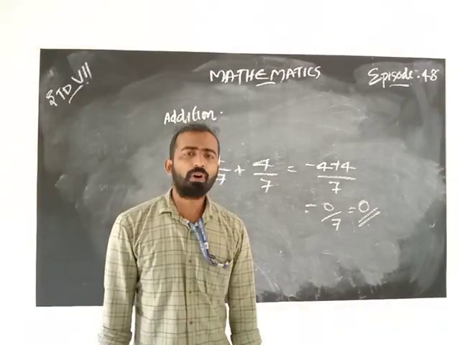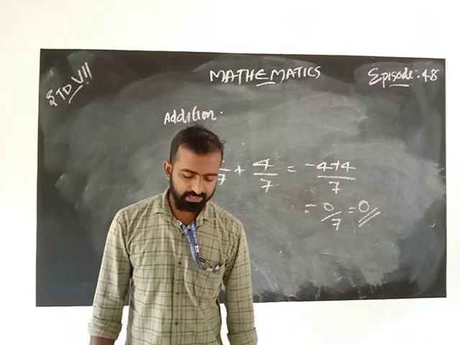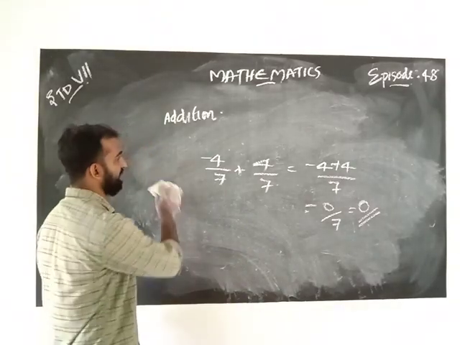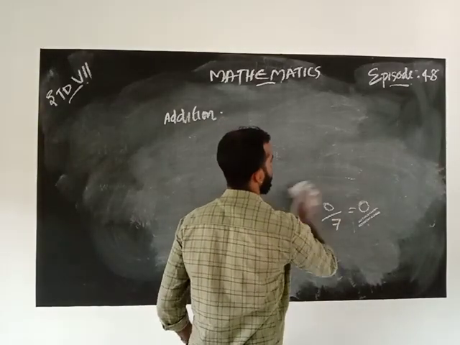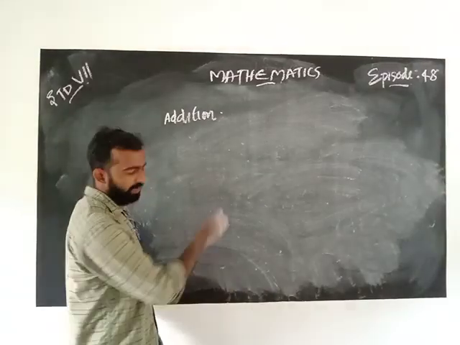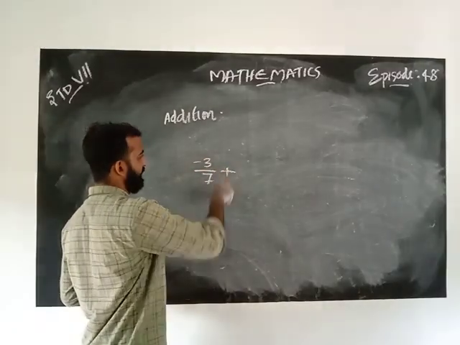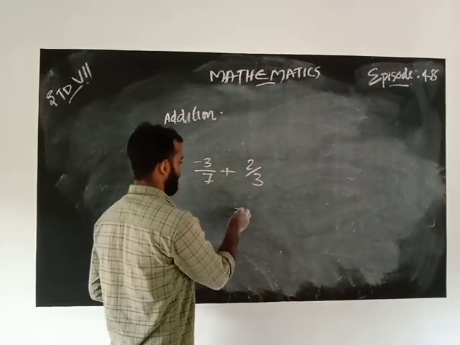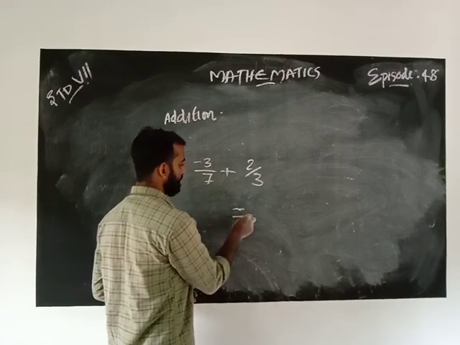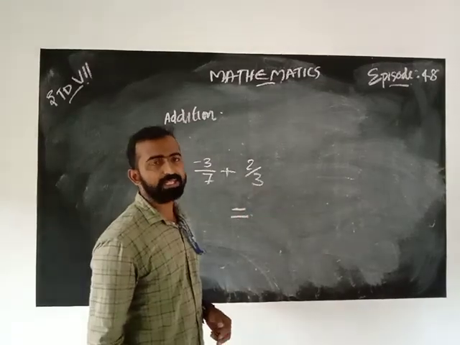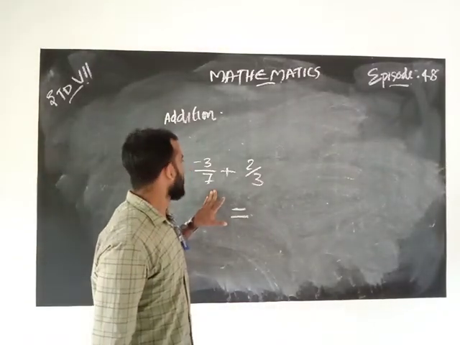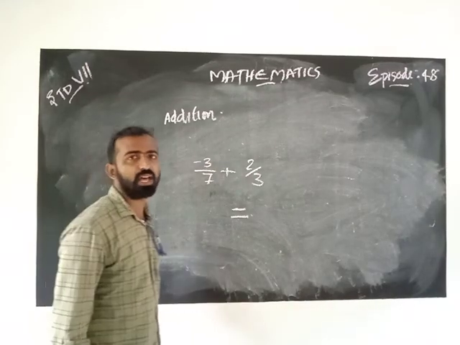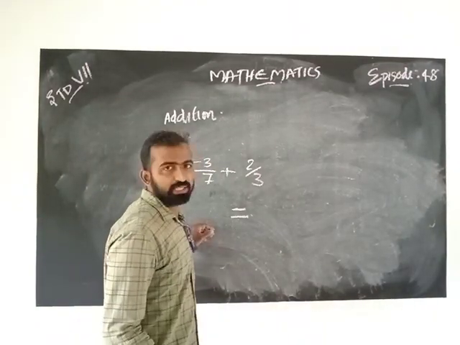And for another, try this. It is on your page number 185. The first one is negative 3 by 7 plus 2 by 3. What is the answer? When we see these rational numbers, the denominators are different, so we take the LCM.